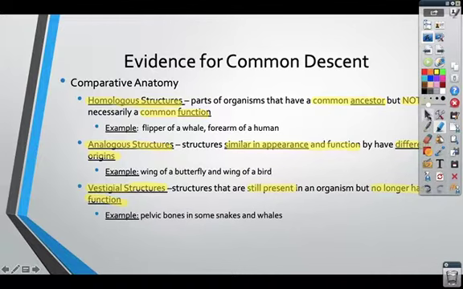Now in the next few slides, we're going to look at some examples of each of these. So you may want to write down the examples now, or you can go back, or you can write them down as I go through the next few slides.